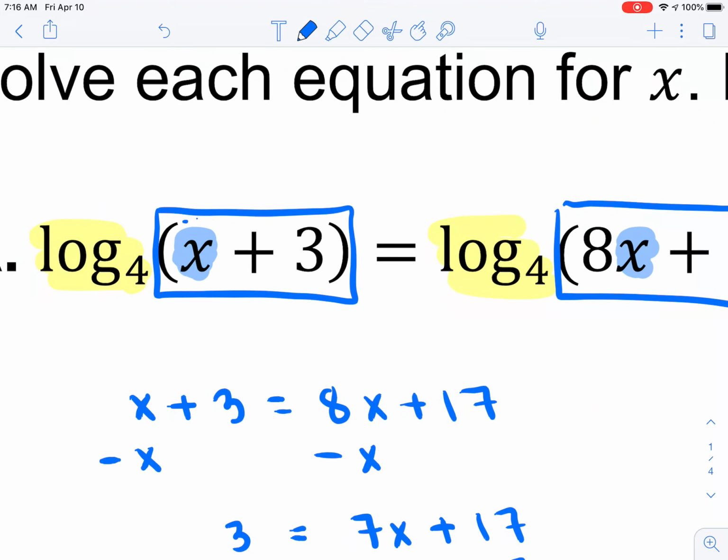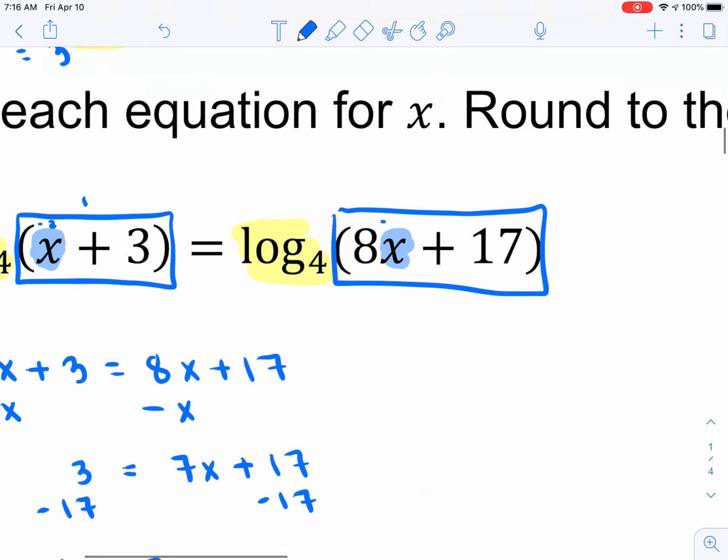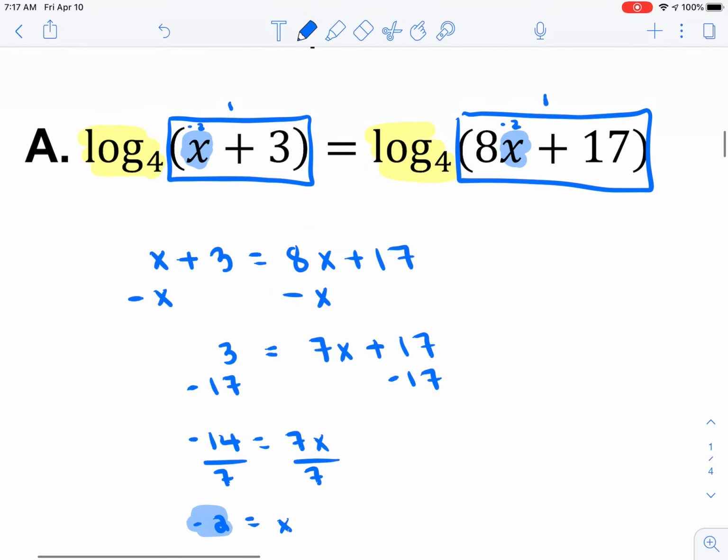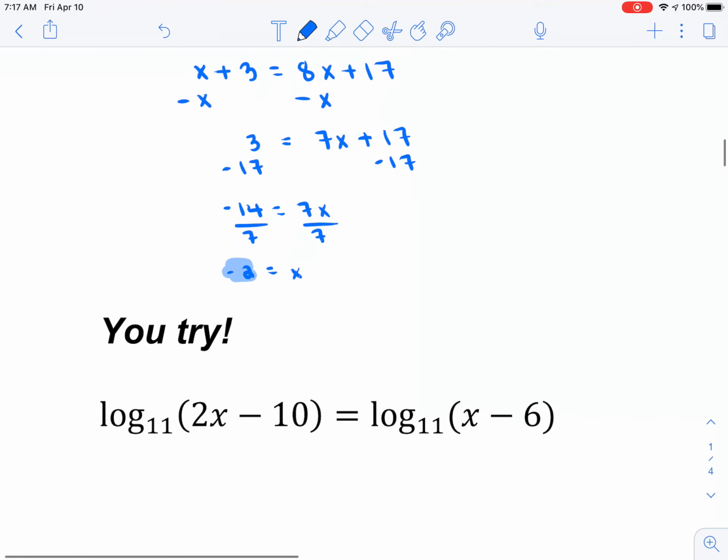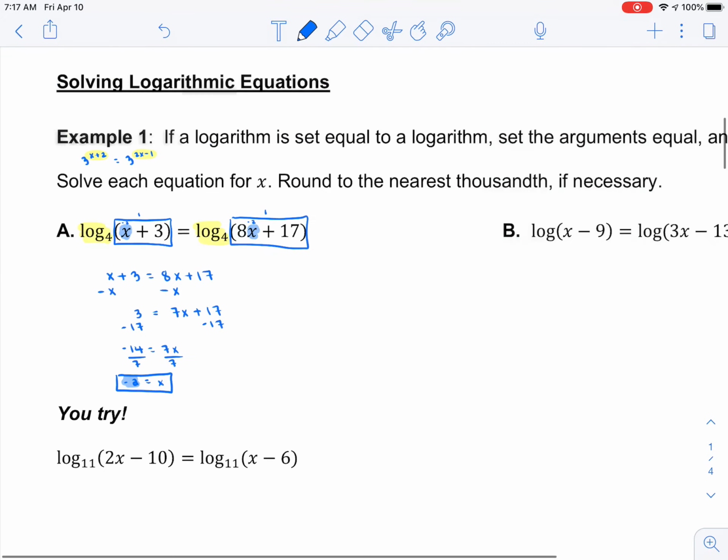Notice if I put a negative 2 here and I add 3, I get a 1. That's positive. We're all good. If I add a negative 2 here, I get negative 16 plus 17. I get a 1. Also good. And notice that works. These two sides would be equal. Actually, 4 to what power equals 1? That's 0. You would get 0 equals 0, which works. So you are getting that the solution of negative 2 does in fact work for this.